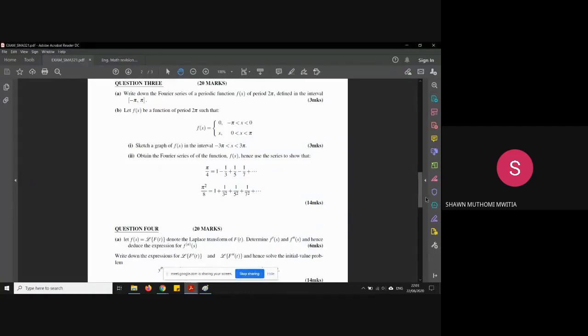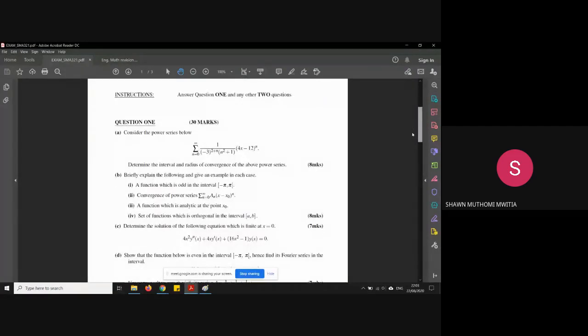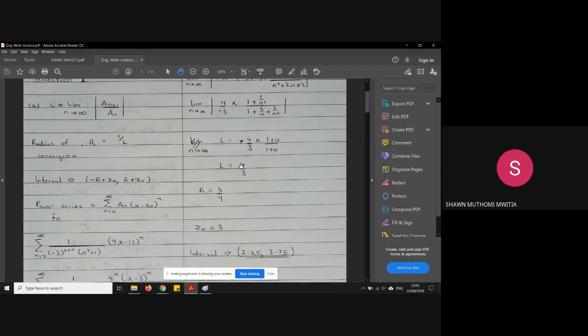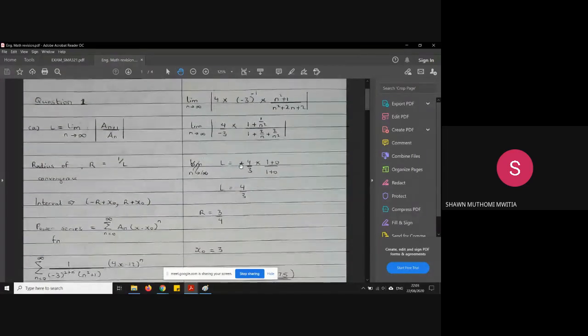I was doing question 1. Here. Consider the power series below. Then you determine the interval and radius of this series. So first of all, you just need to know this formula, that L equals the limit of the magnitude of a(n+1) over a(n). This will help a lot, especially if some negative signs come about. Then you need to know also that the radius is 1 over L.